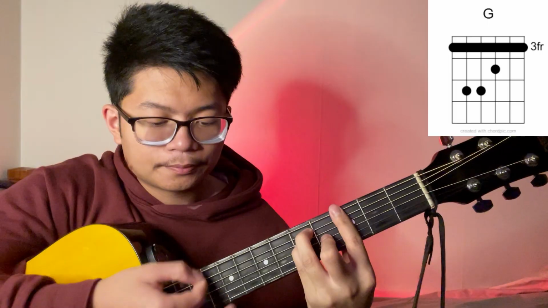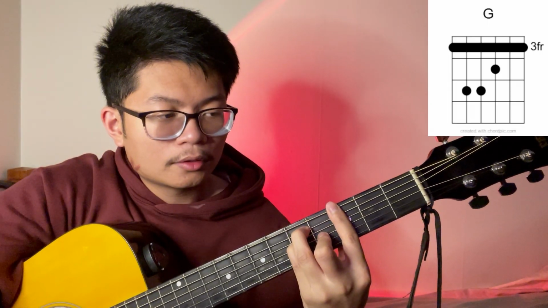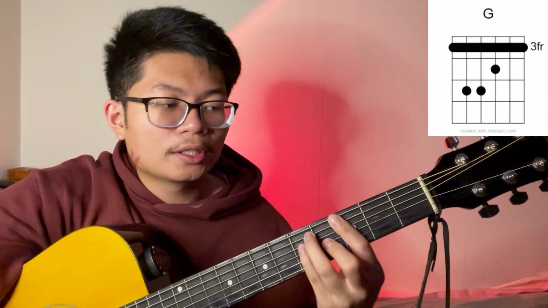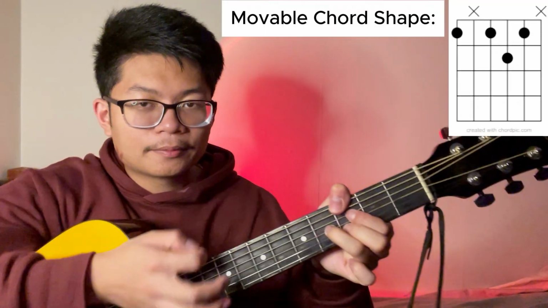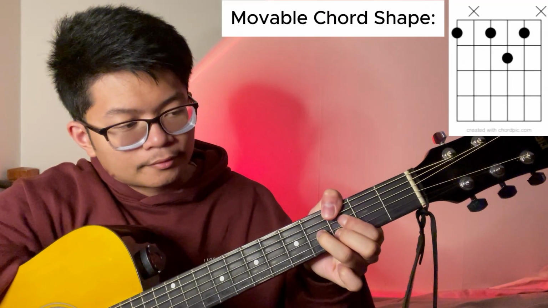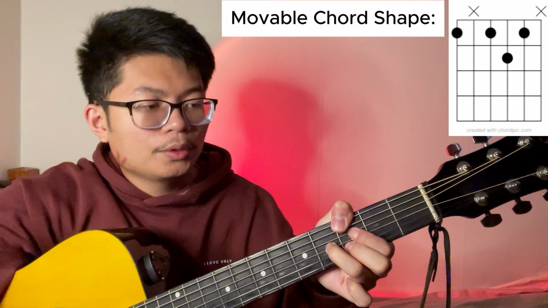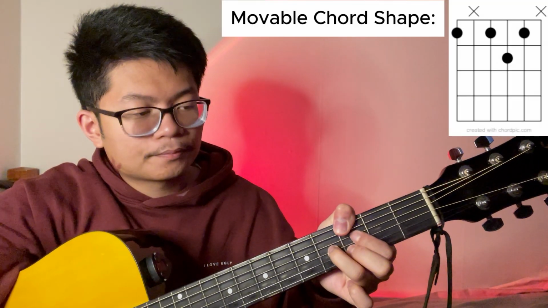Pretty cool. Now next up are going to be your dominant 7 chords. So when it comes to using these chords, it's pretty much kind of its own category, separate from the major 7th and the minor 7 chords. So once again, if your G major chord is going to be like this, your G dominant 7 chord is going to be like this. Movable chord shapes right there. Pretty cool. It's going to be like that.